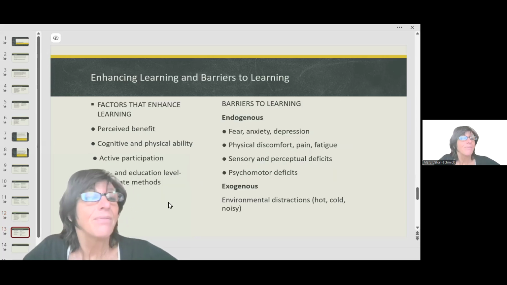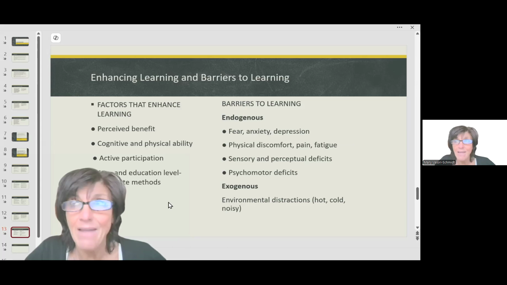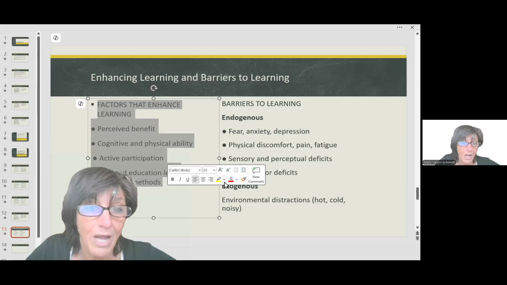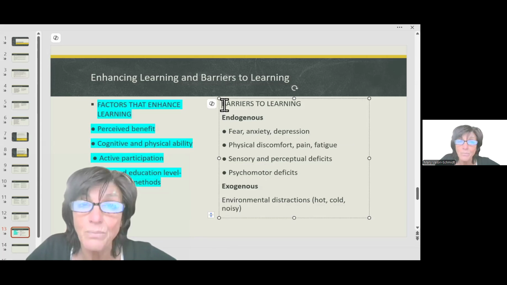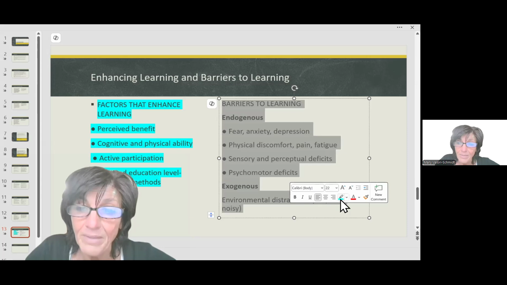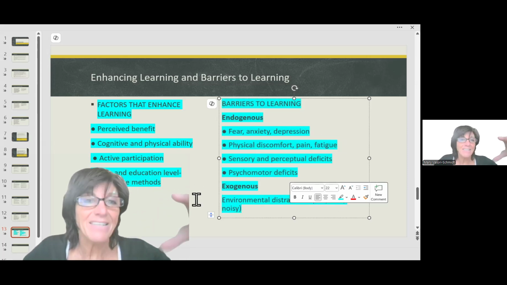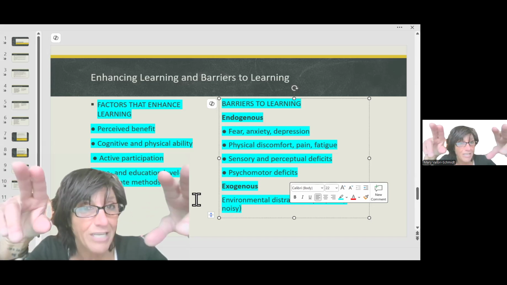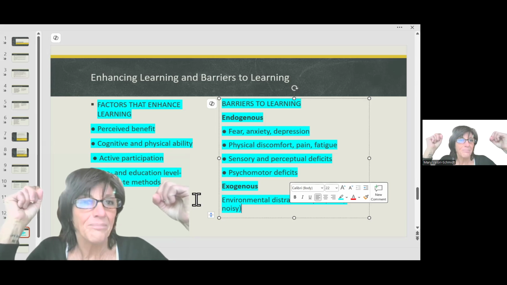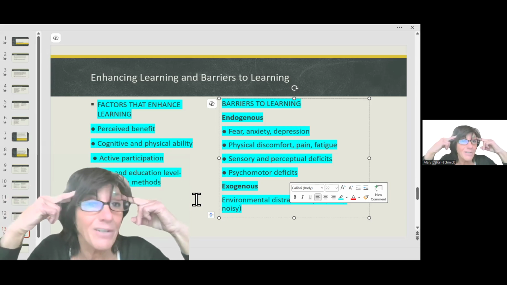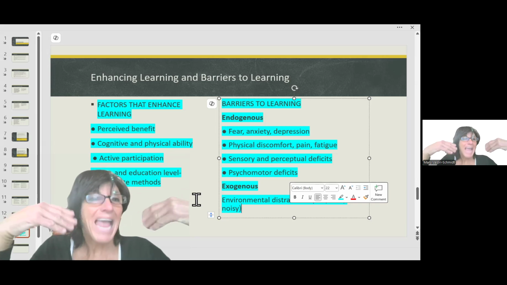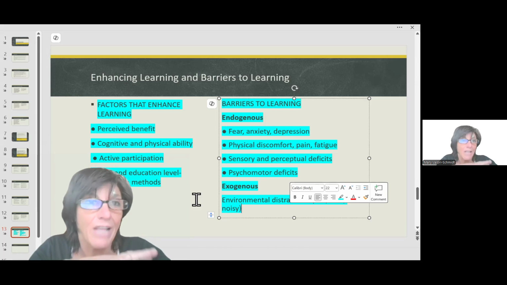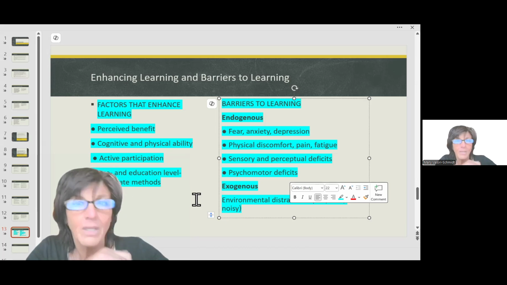There are factors that enhance learning and barriers to learning. These are things that you need to know for sure. So I'm going to highlight all of these, and then this lecture is going to be over. Things that enhance learning or make learning beneficial. Does the patient or the person that you're teaching believe there's a benefit? Do they have the cognitive and physical ability to do it? Are they actively participating? And is the information age and educationally level appropriate for them?